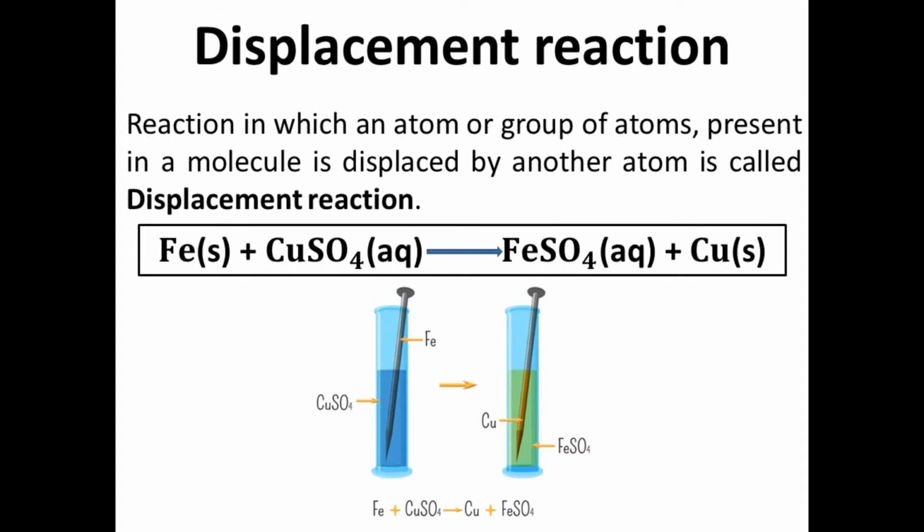Next is displacement reaction. The reaction in which an atom or a group of atoms present in a molecule is displaced by another atom is known as displacement reaction. Displacement means the position is changed. So the reaction in which the position of an atom or atoms is changed by another atom or atoms is known as displacement reaction. Like in this reaction, Fe plus CuSO4, the copper is displaced by Fe and it will form FeSO4 plus Cu.